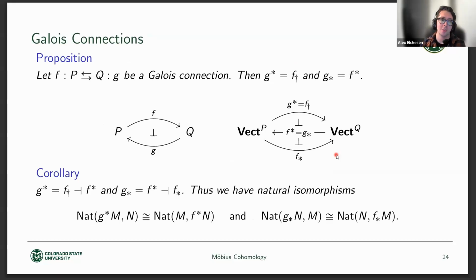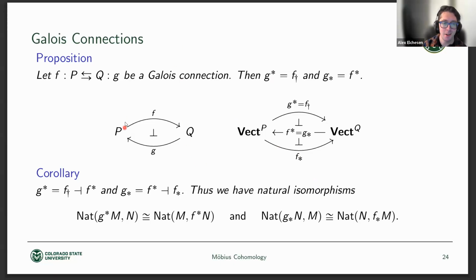Okay. So a really simple observation, but kind of deceptively simple, because it turns out to be really nice, is that if you have a Galois connection, then there's relationships between those push forwards and pullbacks that we talked about. So it turns out that the pullback of G in a Galois connection is the same as the push forward of F with open supports. And the push forward of G is the same as the pullback of F.